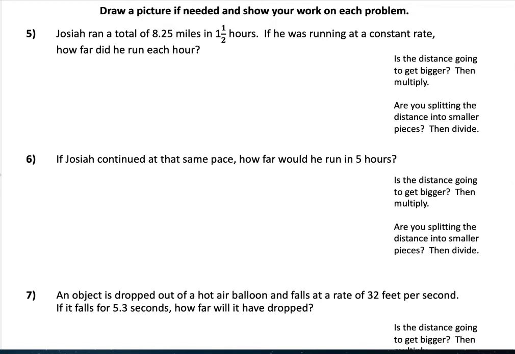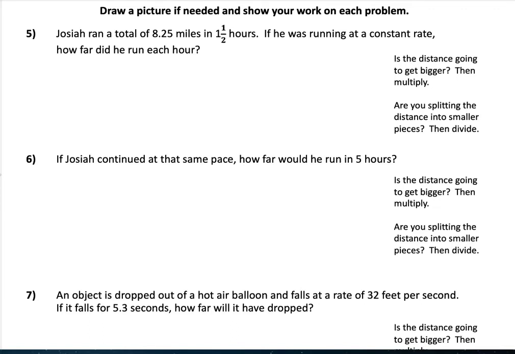All right, back of the page. It says, Josiah ran a total of 8.25 miles in 1.5 hours. If he was running at a constant rate, how far did he run each hour? So we know the whole distance that he ran and the whole amount of time, but I just want to know a chunk of it. I just want to know an hour.